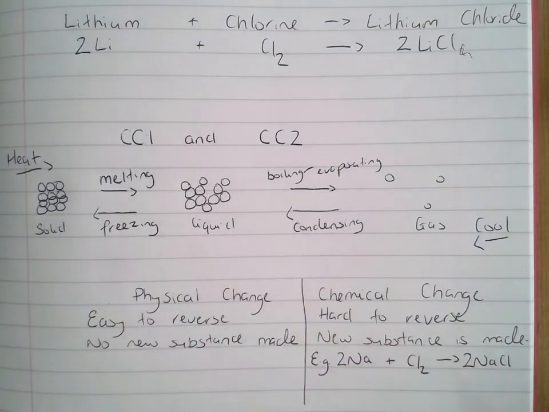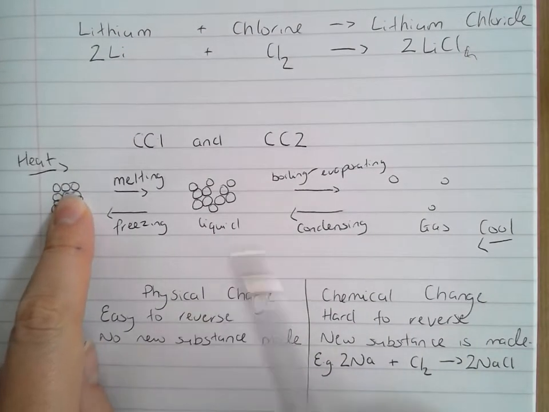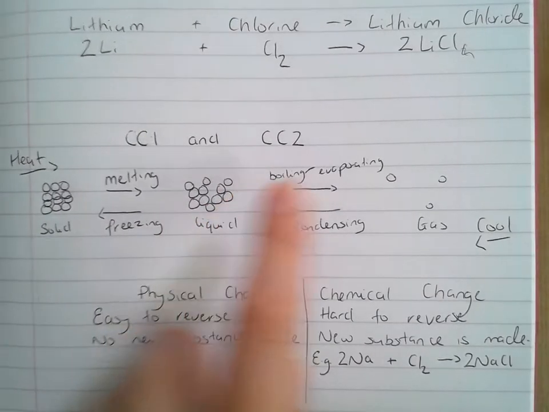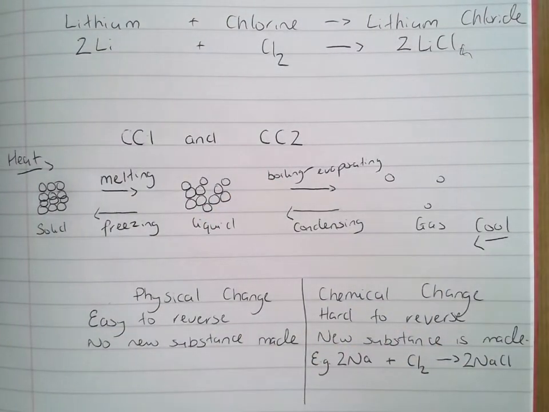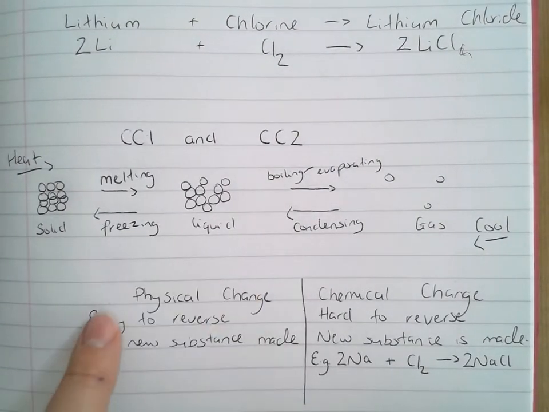So if I have ice and I melt it to form water, I can easily turn it back into ice again by just popping it in the freezer. So these changes are really easy to reverse and no new substance is made. So if I have got solid ice and I melt it, I've still got liquid water. Okay, it would be H2O as a solid, it would still be H2O as a liquid, and as a gas, as steam, it's still H2O. I'm not making anything new, I'm just changing it from a solid to a liquid to a gas. Okay, so state changes are physical changes because they are easy to reverse and no new substance is made.